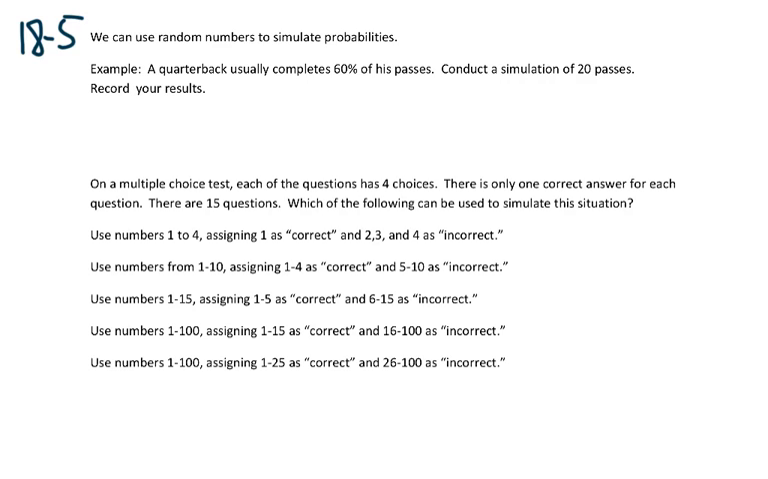So, in section 18.5, we talk about using random numbers to simulate probabilities. This example says that a quarterback usually completes 60% of his passes, and we are asked to conduct a simulation of 20 passes and record your results. So if you think about 60% as a fraction, 60% equals 60 over 100, and both of those are divisible by 20, so that equals 3/5.